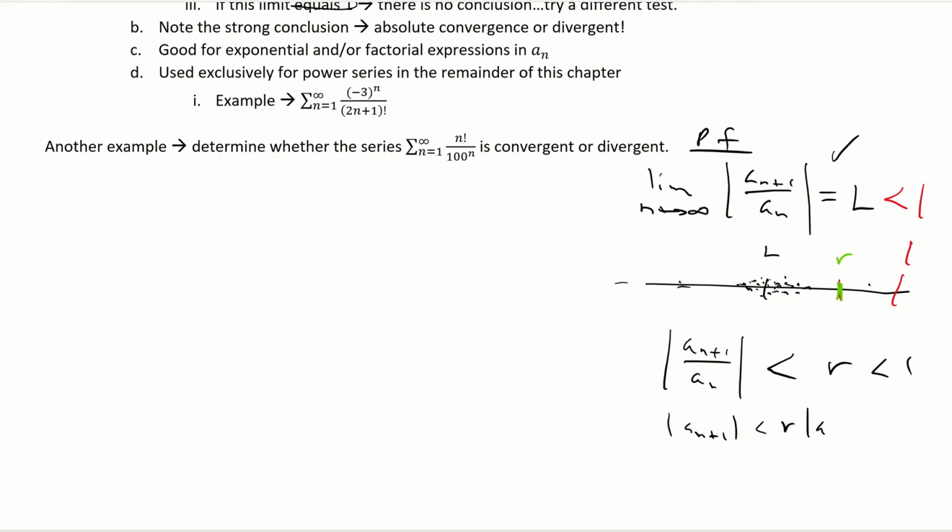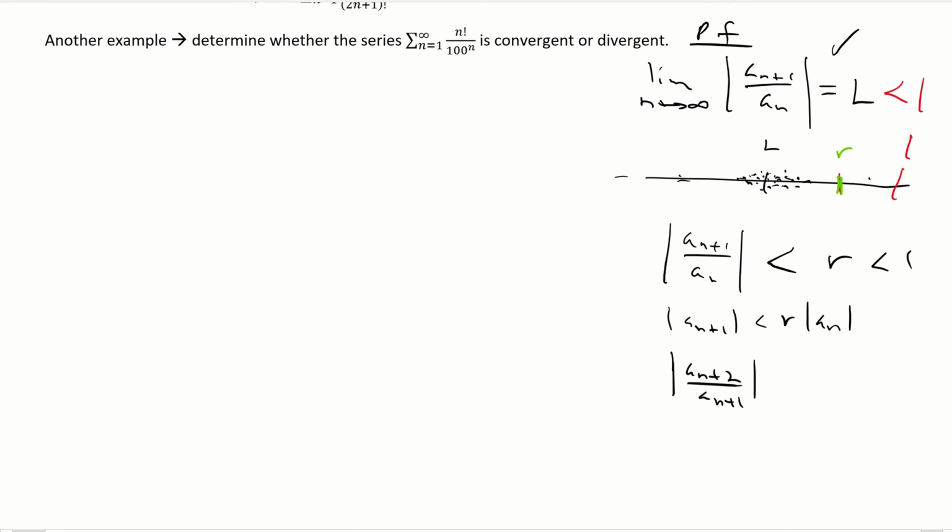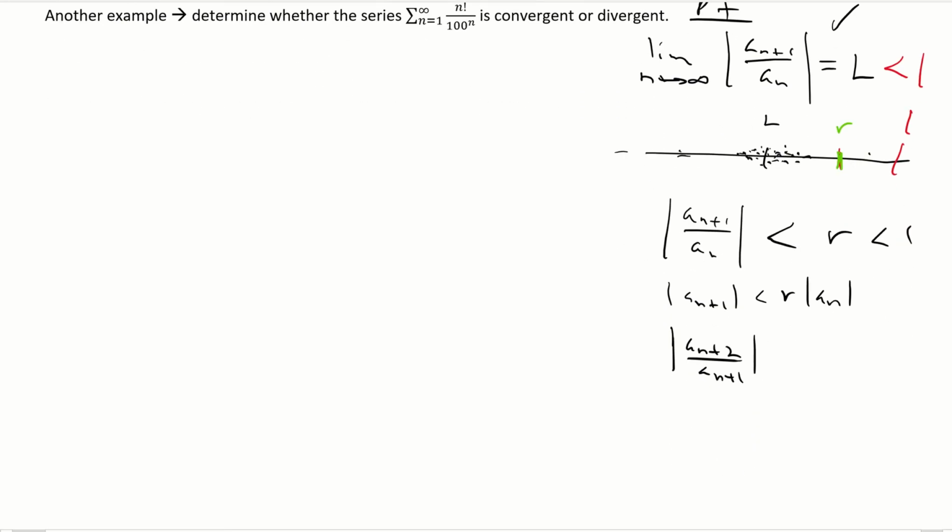Go to the next ratio, absolute a_(n+2) over a_(n+1). That's the very next ratio as they go down the line. You're creating the ratio of one term divided by the term before it, and that's what this is saying in the ratio test. Well, that's less than r also. So absolute a_(n+2) is less than r times absolute a_(n+1).